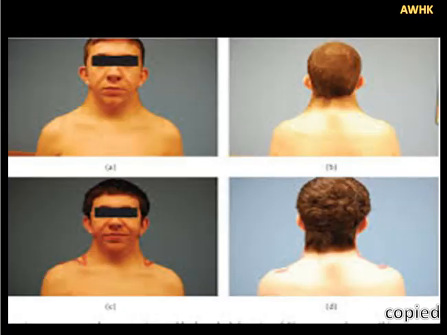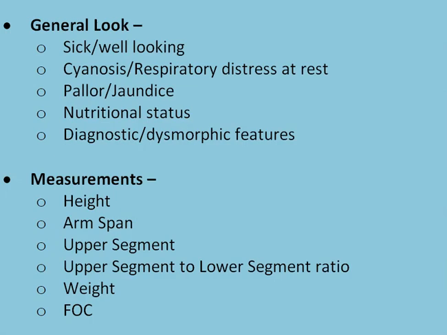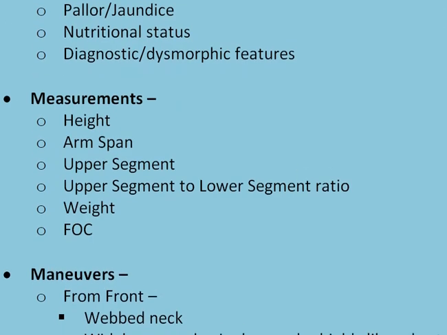This is an example of the webbed neck and the low set posterior hairline. But since you're looking, this is not a girl, so this cannot be Turner syndrome. It's a case of Noonan syndrome. So after the measurements, the next step is maneuvers.